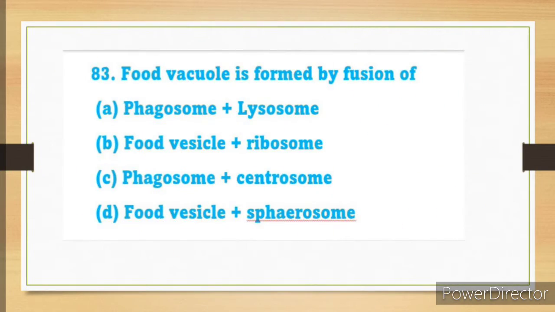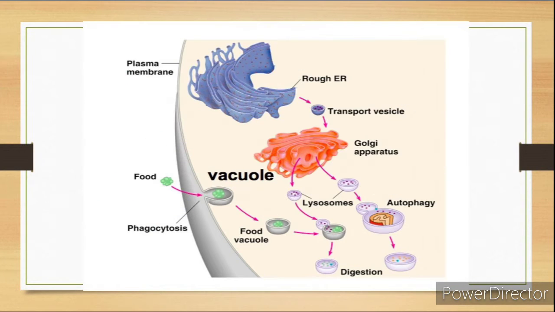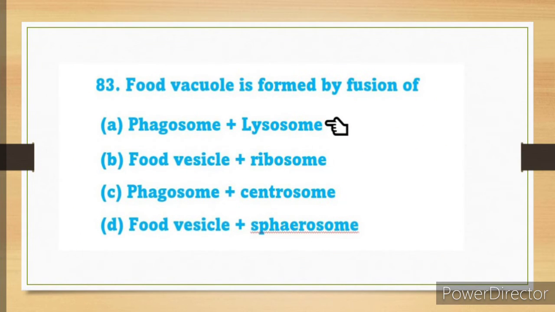Question number 83. Food vacuole is formed by fusion of. Food vacuoles are the membrane bound sacs within a cell which contain food matter to be digested. Food vacuoles are the circular portions of the plasma membrane that capture or encircle food particles when they enter the cell. So the food vacuole is formed by a fusion of option A, phagosome plus lysosome. Phagosome and lysosome fuse to form the food vacuole. So the answer is phagosome plus lysosome.